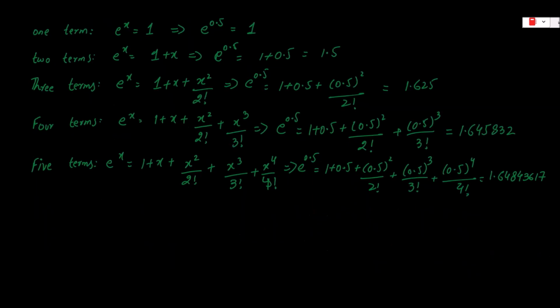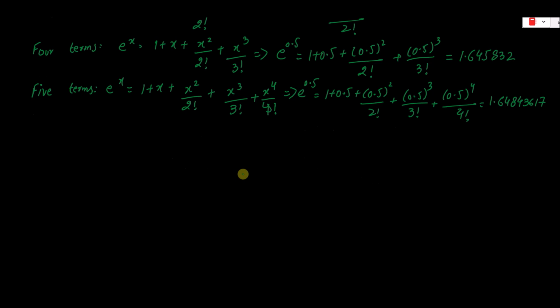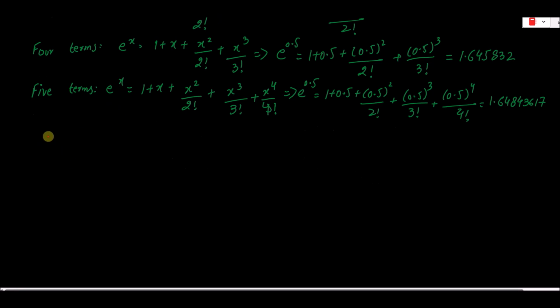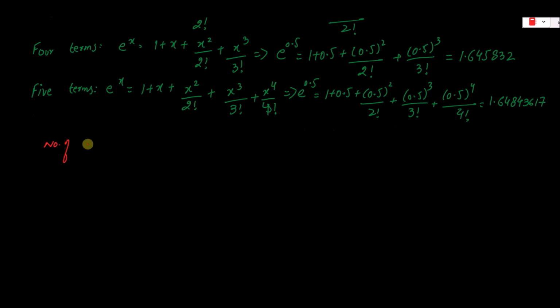Next, we are going to develop a table and find out the absolute error, and then we are going to see how the truncation error reduced. So for that, I'm going to create a table here. For the first case, I am choosing the number of terms. In the next column, we have the estimate of e raised to the power 0.5.